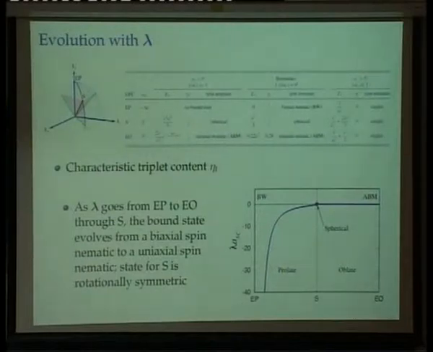So we can actually collect all this information. And what you see is that if you look at this resonance value where the scattering length is infinity, the wave function has a very characteristic triplet content. There's a singlet piece and a triplet piece because, again, it's mixing. And there's a very characteristic triplet content and some binding energies like that. And the other point is, if I change the lambda along this line, I can smoothly go from the uniaxial nematic to the biaxial nematic for the spin structure.